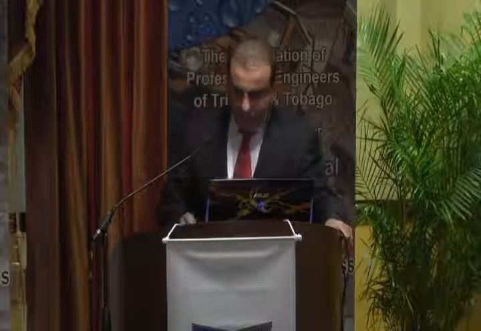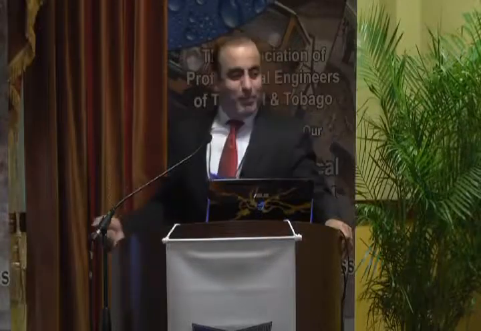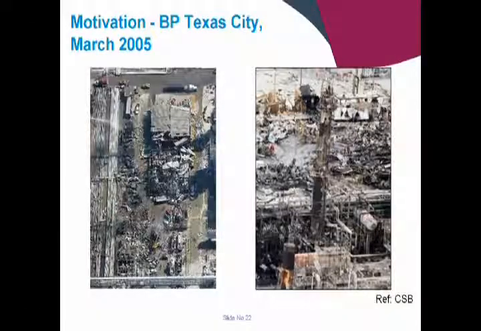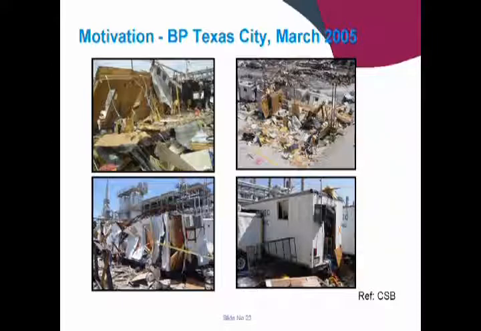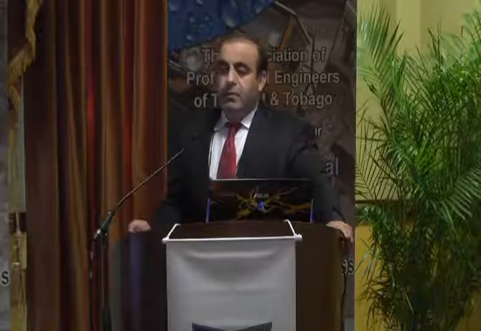Not good. Here are more pictures from the BP Texas City incident. You will see these structures, again wood trailers and others, even very far from the explosion source, were damaged significantly, and most of the injuries happened in these buildings. Some of them were almost 100 meters away from the explosion source, some 50 meters, some 150 meters.